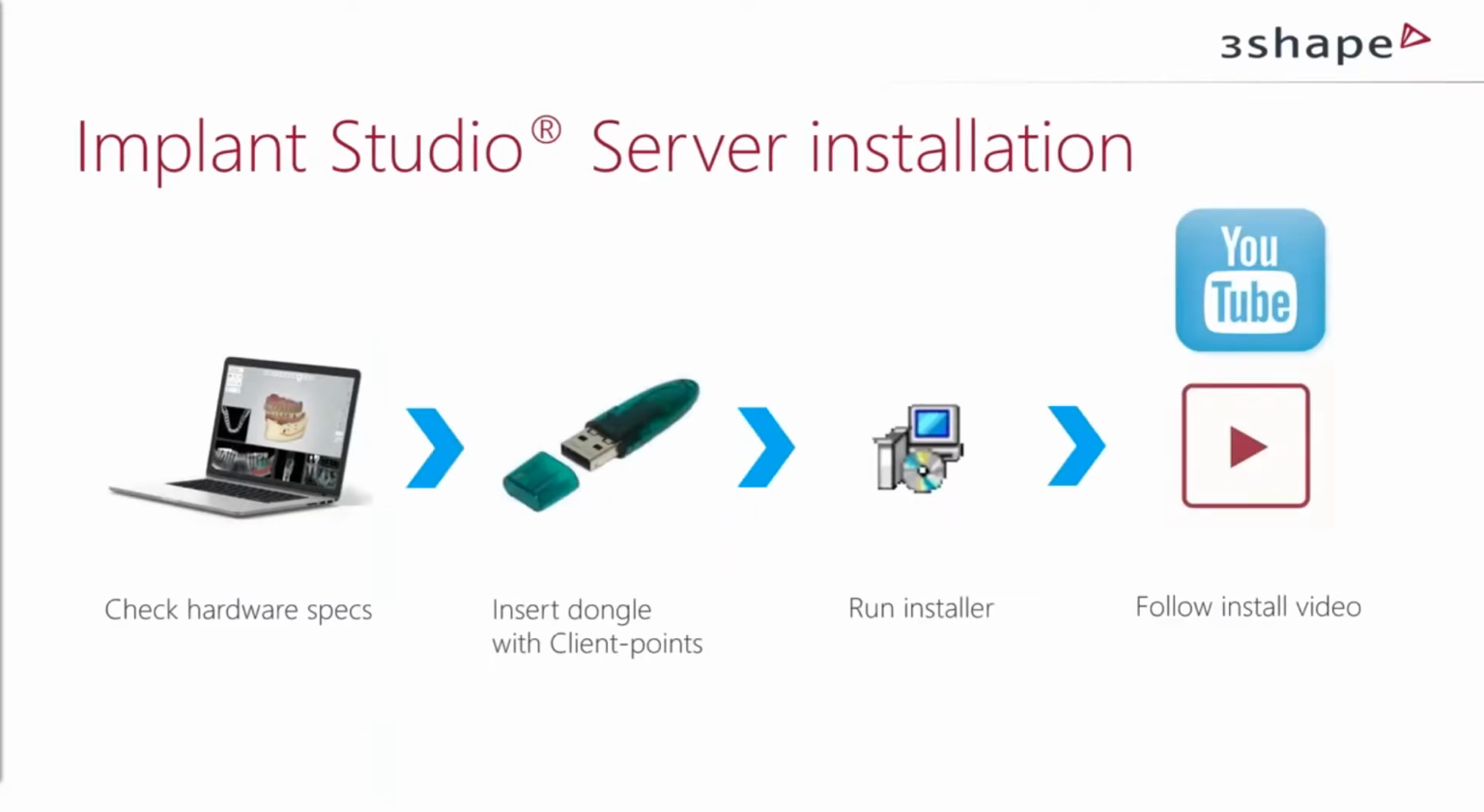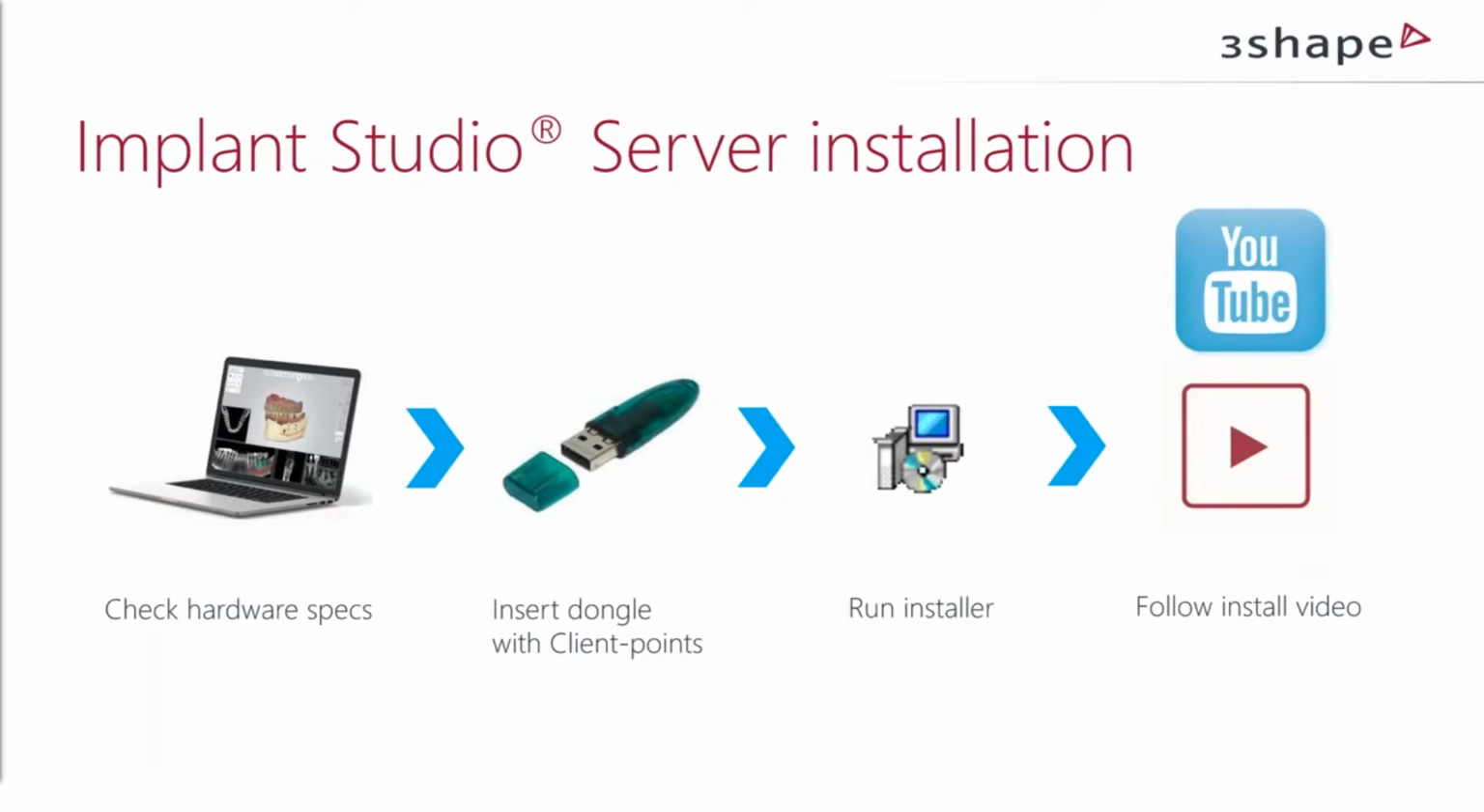Let's take a closer look at how to install a server. Actually, the server installation is the same as for Implant Studio standalone. We insert a dongle into the computer where we would like to install the server of Implant Studio. This dongle should contain additional seats, which we also call client points, so that each client PC can be connected to the Implant Studio server. That means one client PC, one additional seat. It's about the license.